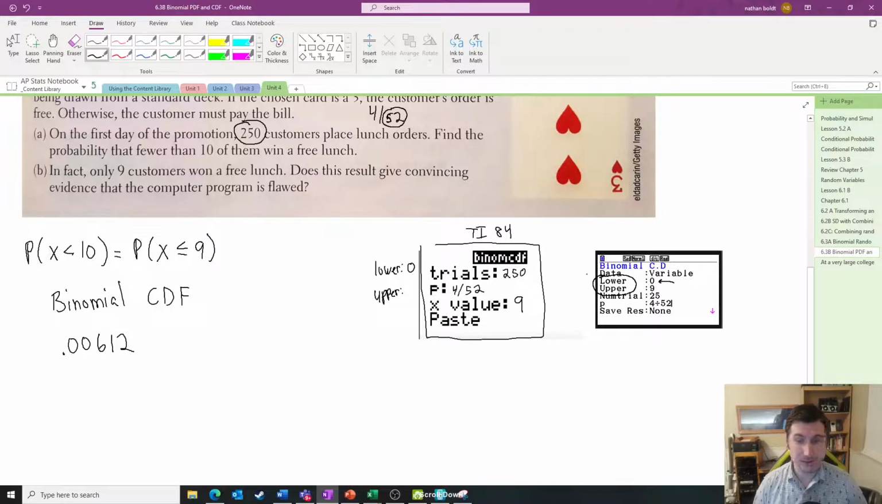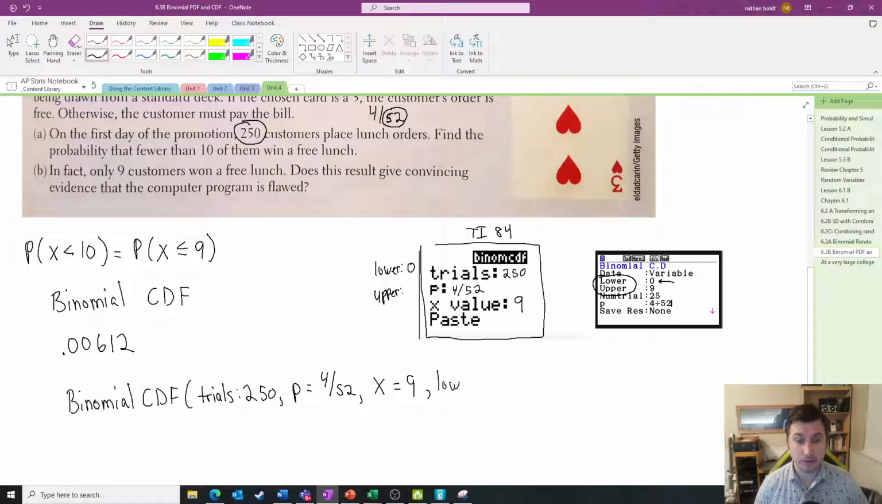So when you report this, you do need to write out all of this, okay? To report out your answer, you need to have all of that. So one way to do that, you could write binomial CDF. Remember how you do this with normal CDF? You could put trials 250, probability of success, 4 out of 52, and x is equal to 9. If you have the Casio, you might even add lower, upper would be 9. Hit enter, and then that gives you 0.00612. So there is less than a 1% chance that 10, or sorry, fewer than 10 get a free lunch.